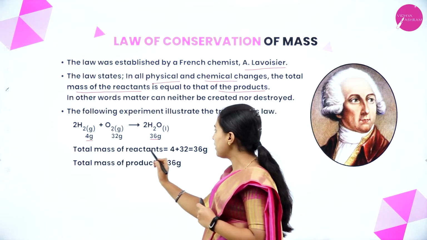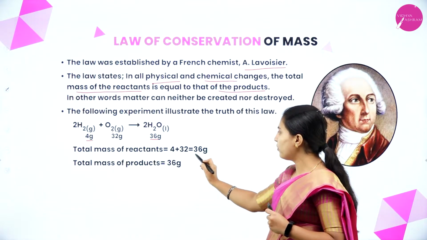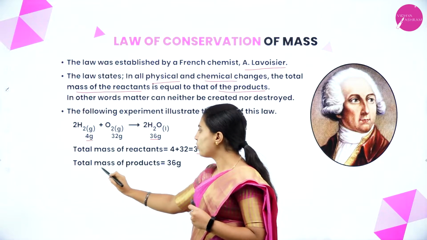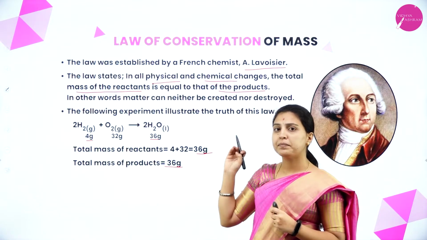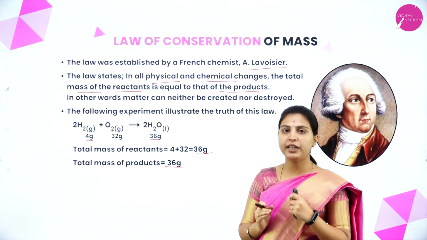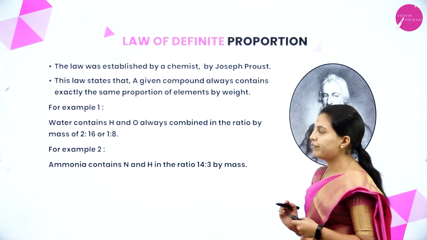See here, the total mass of reactants is 4 plus 32, which is 36. The total mass of the product is 36 gram. This is what the law of conservation of mass states. Okay. Next we will see the law of definite proportion.